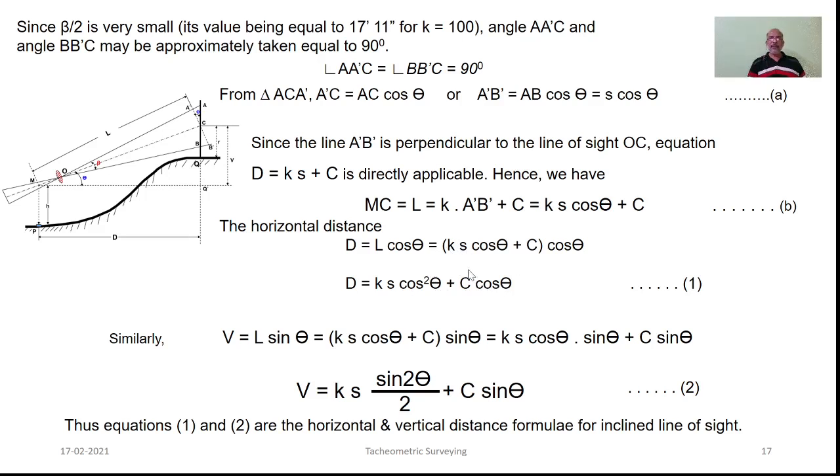With similar concept, we can have this particular vertical ordinate of that L as L sin theta. Giving consideration to the value of that particular L, here the expression for V can be determined as Ks sin 2 theta by 2 plus C sin theta. Here, these expressions 1 and 2 are giving us horizontal and vertical distances for the inclined line of sight, which is taken on a staff held vertical at station Q with respect to instrument station P.